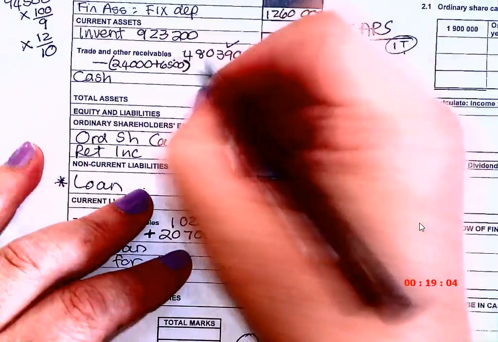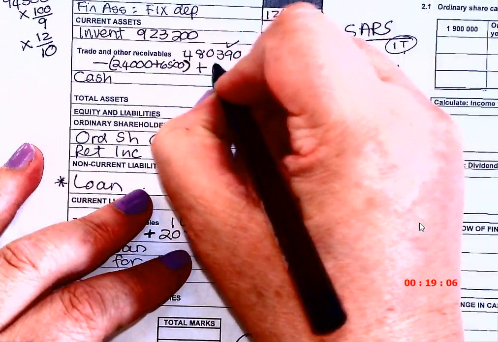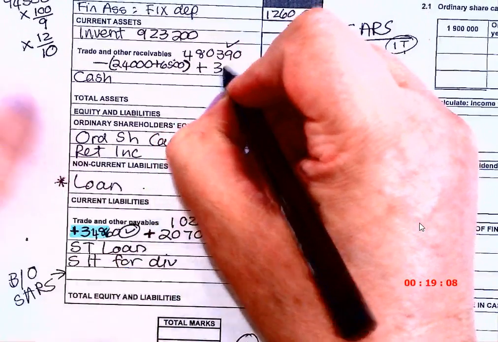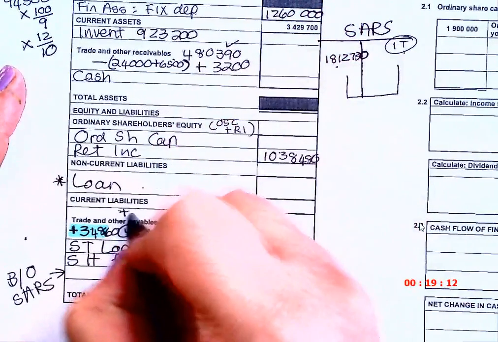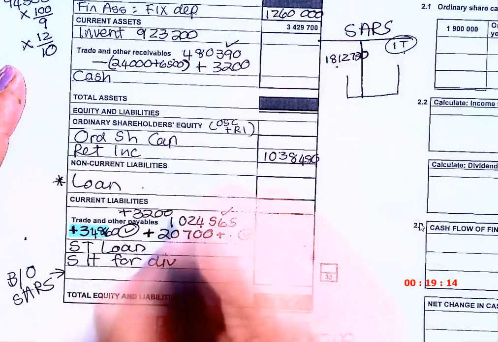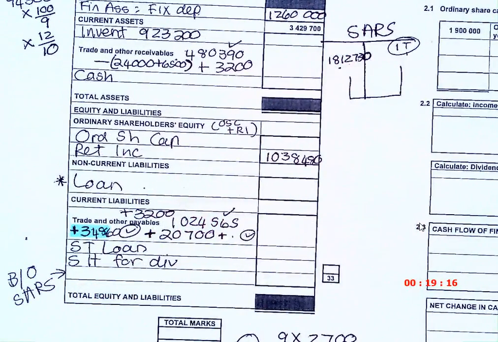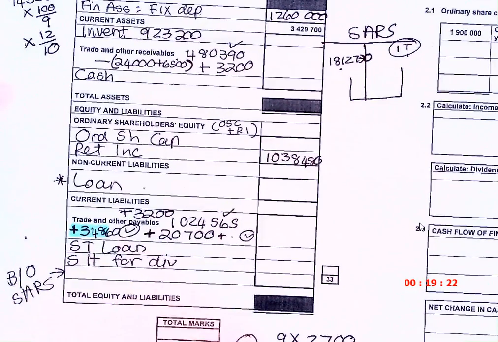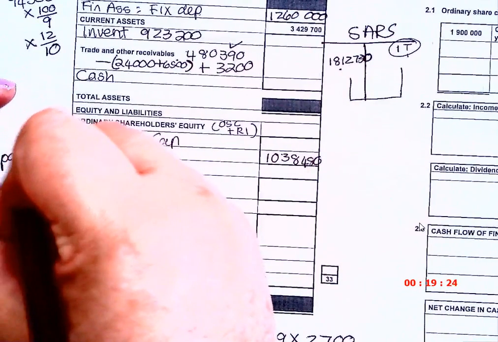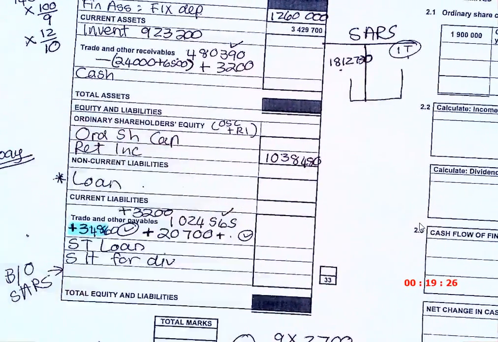my receivables is going to plus 3,200, and my payables is going to plus 3,200. If you guys feel it gets too cramped there, then you do the note there. Then you just say payables there.